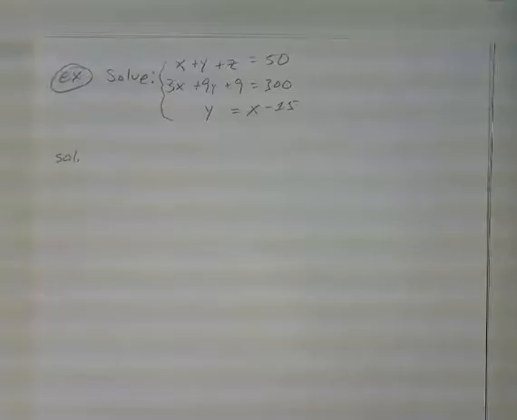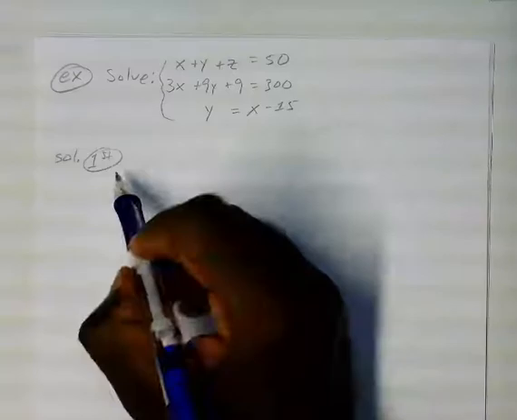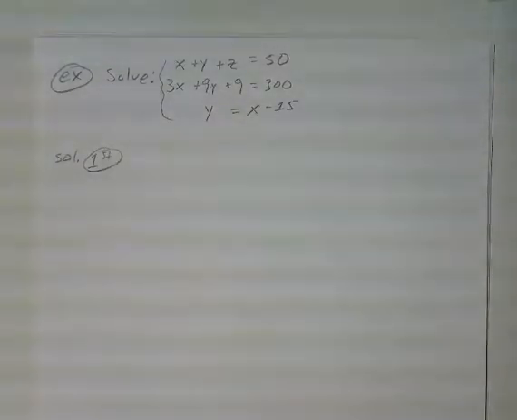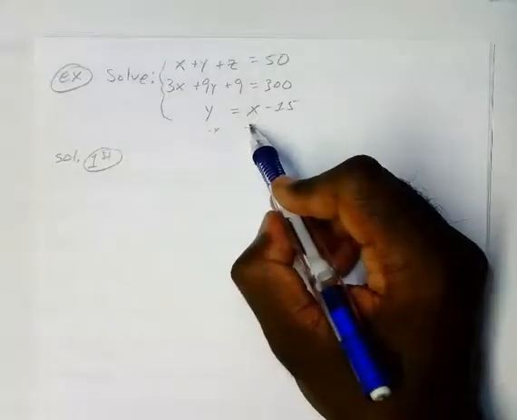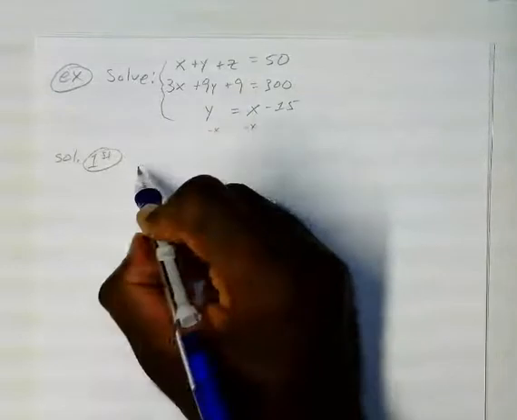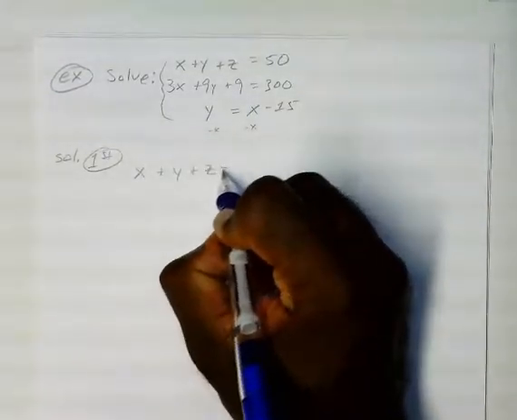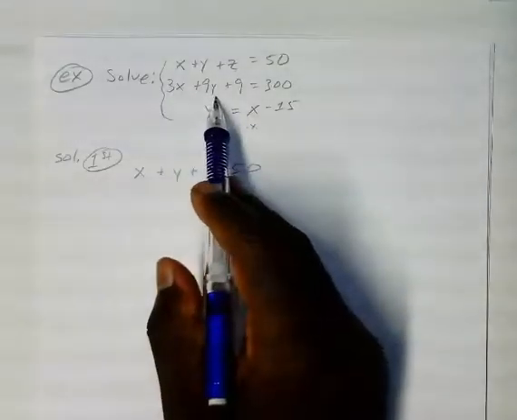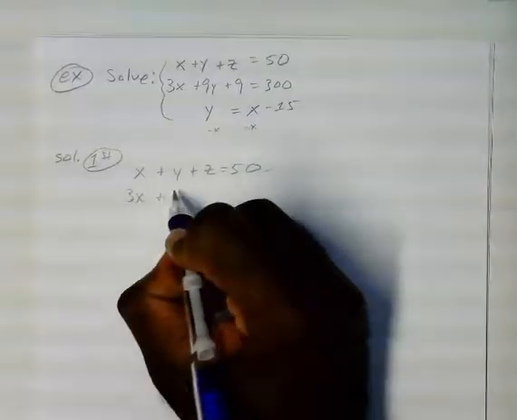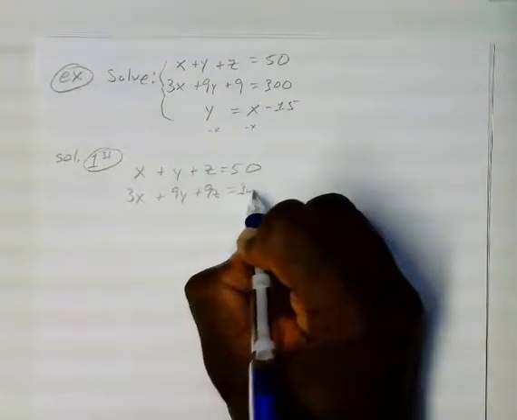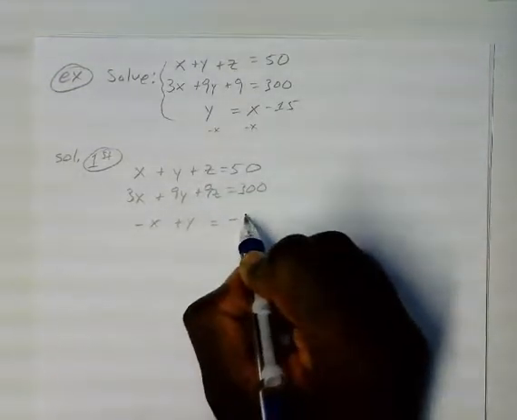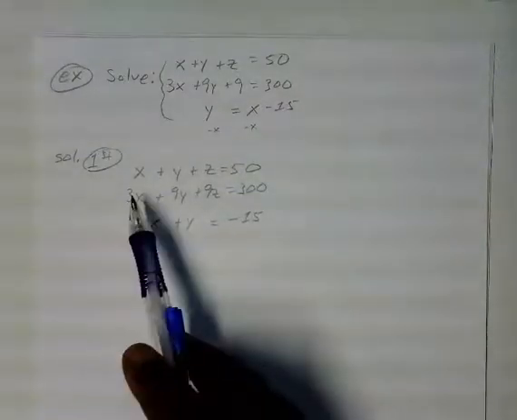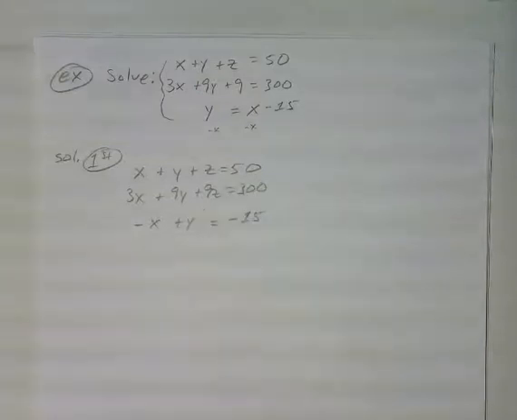So remember your first step. You have to put it into standard form. Okay, now this one's not already in standard form like the previous examples. This one we have to subtract x from both sides. Okay, so we have x plus y plus z equals 50. Okay, we have 3x plus 9y plus 9z equals 300. And if we subtract x from both sides, we have negative x plus y equals negative 15. Now, if you wanted to, you could also divide each of these terms by 3 and simplify that. But I'm not going to, but you could, just to make it a little bit easier.